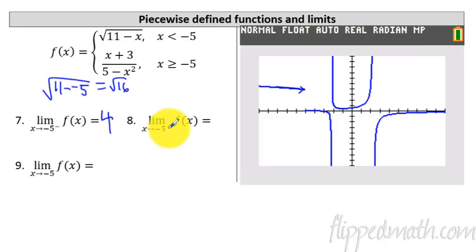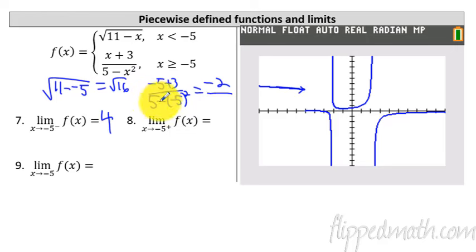Now let's approach -5 from the positive side, meaning the right side. That's just this other one. So if you plug this whole thing in here, what's this going to be? The graph makes it look like it's a value of 0, but I'm pretty sure it's not 0. So let's try this out. -5 plus 3, let's see, 5 minus a -5 squared. That's going to equal -2 on top.